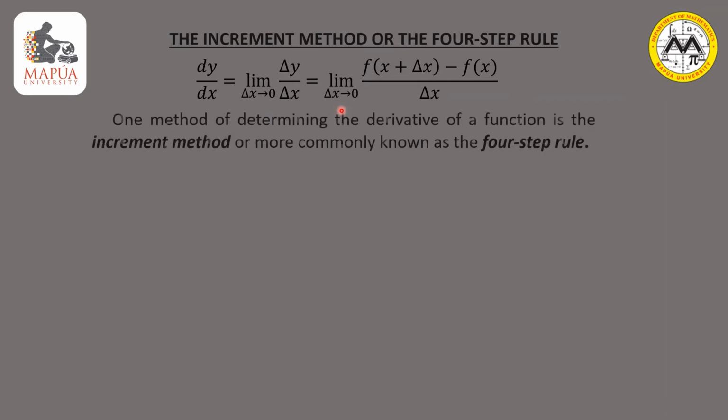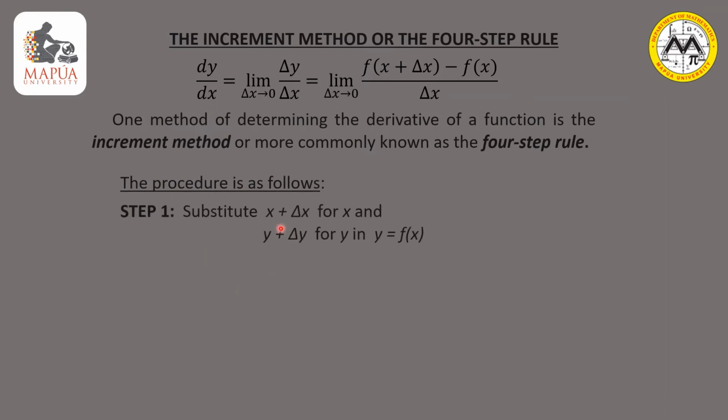Because of this, we come up with a method of determining the derivative of the function y with respect to x, and this is called the increment method because we made use of increments, or the four-step rule, because in the process of determining the derivative of a function y with respect to x, we do the following steps. First, we substitute x plus delta x for x in this expression. So that is defining now f of x plus delta x.